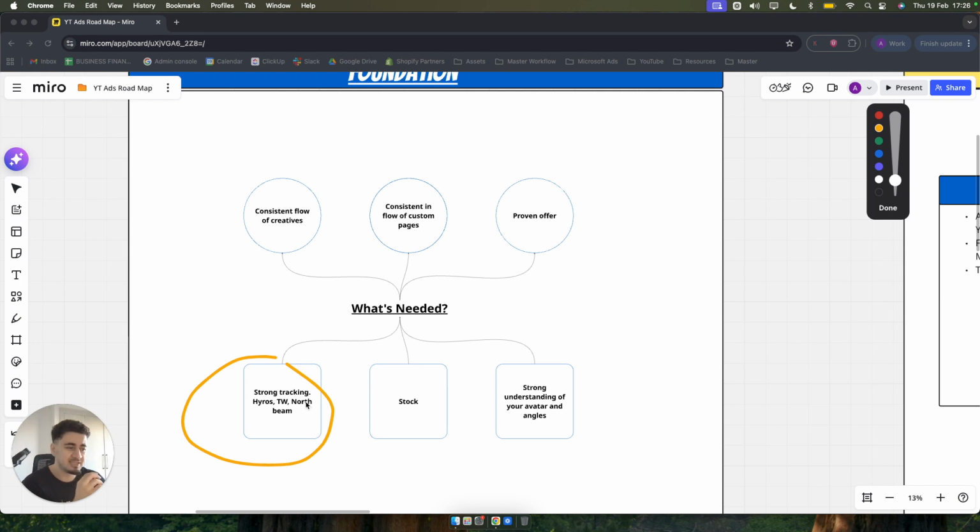Another thing that's very important is having a strong tracking infrastructure: Hyros, AAA, or Northbeam. These days, honestly, I use AAA on Northbeam more, but Hyros still kills it, right? And then obviously stock, you guys need to have good infrastructure in terms of logistics, because yes, you can scale aggressively with YouTube 100%. In some cases, I've actually been able to scale YouTube much bigger than Facebook for some of my clients. But of course, stock's going to be important in order to fulfill these products, right? And then, of course, a strong understanding of your avatar and the angles, okay?